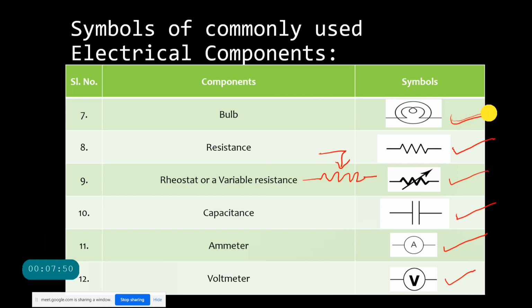Bulb is represented this way. Resistance is represented this way. Rheostat or a variable resistance is represented this way. Capacitance is represented this way. Ammeter is represented in this way. And voltmeter is represented in this way.